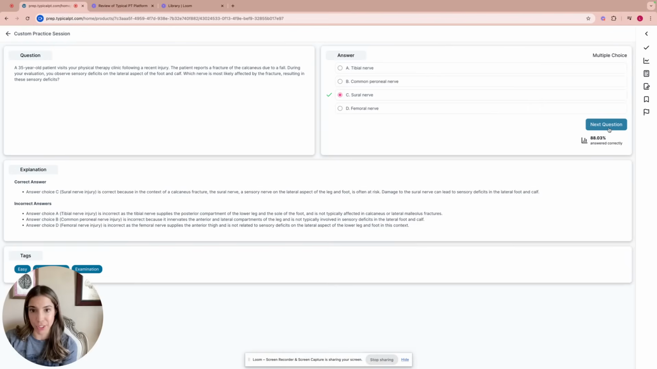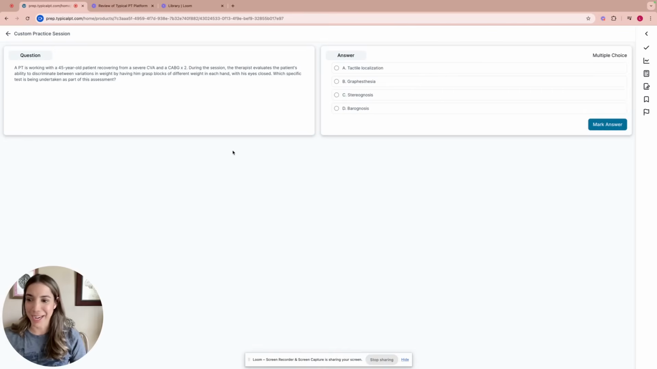A, tibial nerve, is not the right answer, because tibial nerve supplies the posterior compartment of the lower leg and the sole of the foot. It's not affected in calcaneus fracture. So if you have someone with a calcaneus fracture and they complain of sensory deficits of the lateral part of their foot and the calf, then sural nerve, okay? And then common peroneal, again, is pretty high, and it's the anterior and lateral of the leg, and it's not typically associated with the foot. Like we said, it's pretty high. And then the femoral nerve, it's just too high. It's on the thigh. So that is your question number two. Next question.